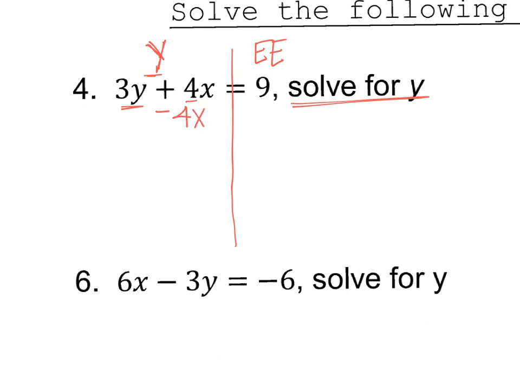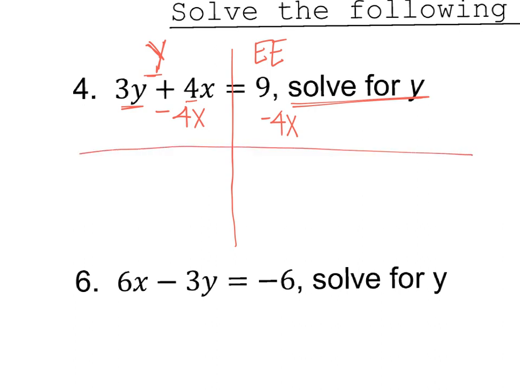Now, here's the key. I can't subtract 4x from 9. They don't have the same last name. His last name's X, and he doesn't have a last name. There's no way to subtract those two. That's not happening. So instead of subtracting 9 minus 4x, I have to keep them separated. They have to be separate.